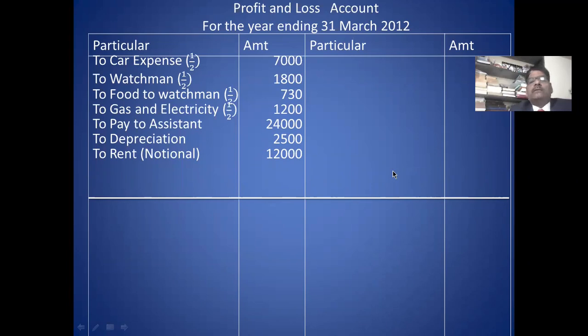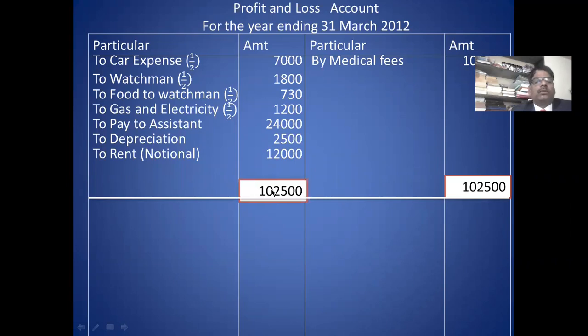Then you take the incomes on the credit side. First is medical fees. Medical fee is 1,02,500. Then you take the total, only one income is there, 1,02,500 total. Then net profit is 53,270. Okay. Thereafter, you prepare income and expenditure account.